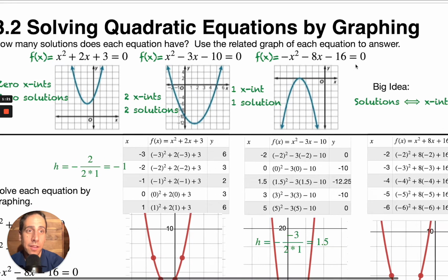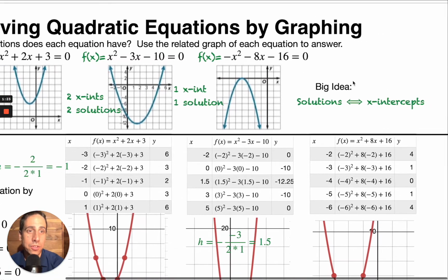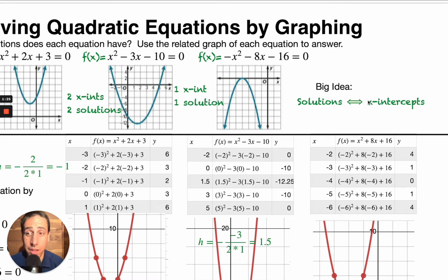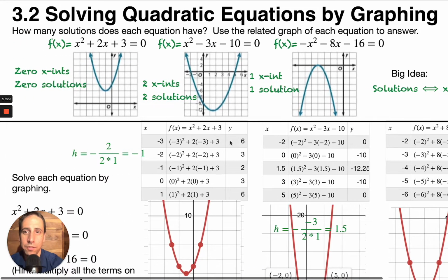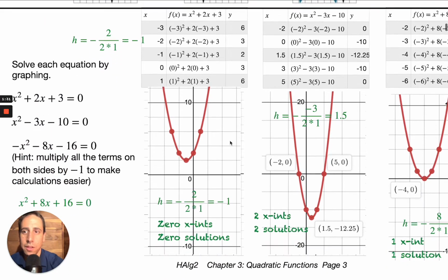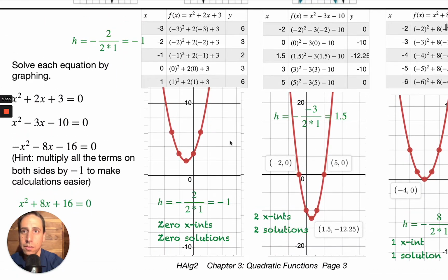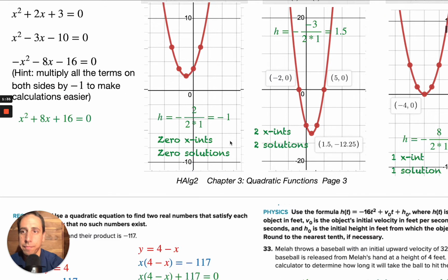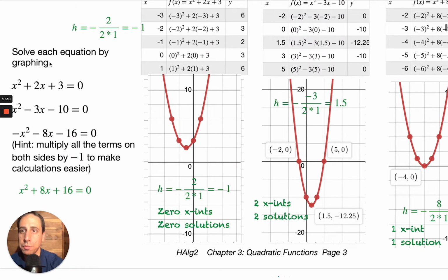The big idea is that solutions and x-intercepts are very related to each other. So graphing becomes incredibly indicative of solutions. So what you could do is solve each equation by graphing.